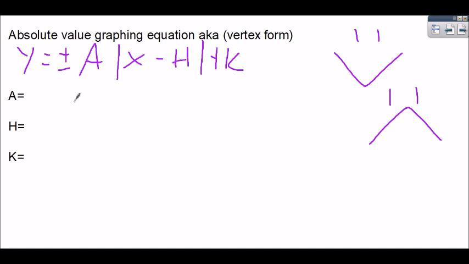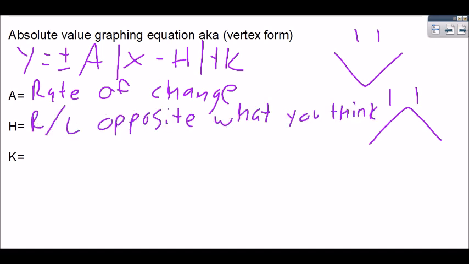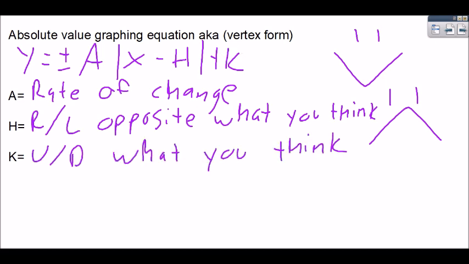A is our rate of change, so how far up and over are we going? H is how far left or right we're going, but due to the equation being negative, it's always opposite of what we think. So if it says +2 in here, that means we are going to go to the left 2. But if it says -1, we're going to go to the right 1. And this K term is our up and down, and it is what you think. Let's do a couple examples to prove what these letters mean.